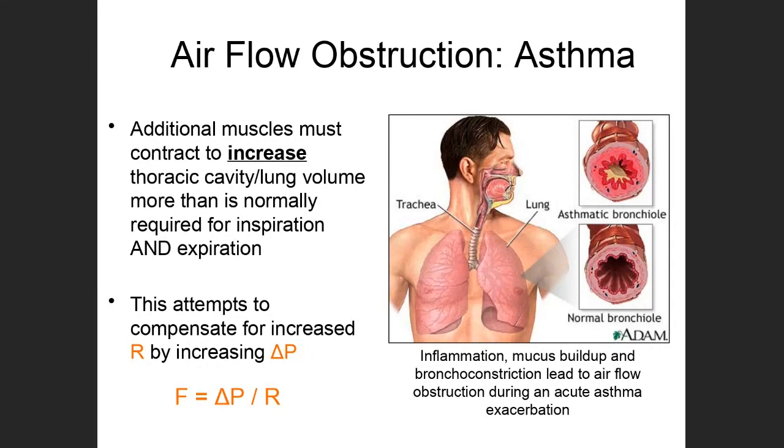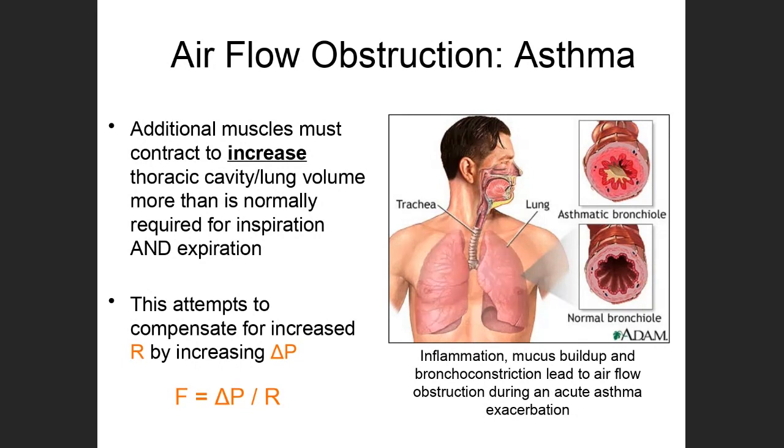If you look at this picture that I have over here, I've got two examples of bronchioles. The lower one, you'll notice, is labeled normal bronchiole, and you can see that there's a nice open lumen for air to be able to move through during inhalation and exhalation, and that means there's not going to be a lot of resistance to airflow.